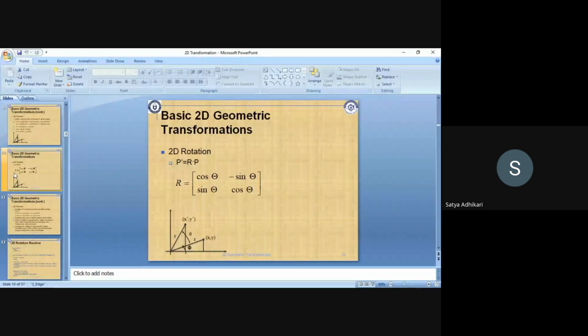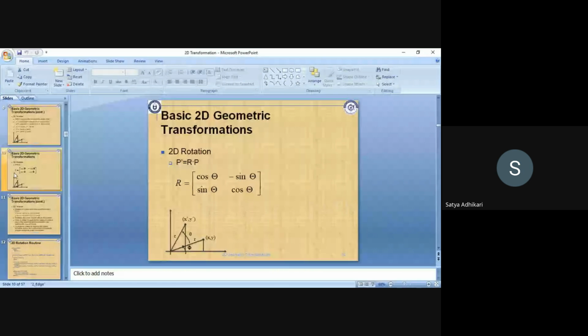And in matrix form, you see p dash equal to R dot p, where R is equal to cos theta, minus sin theta, sin theta, and cos theta. This is a rotation matrix. If we multiply R and p, we will get p dash.